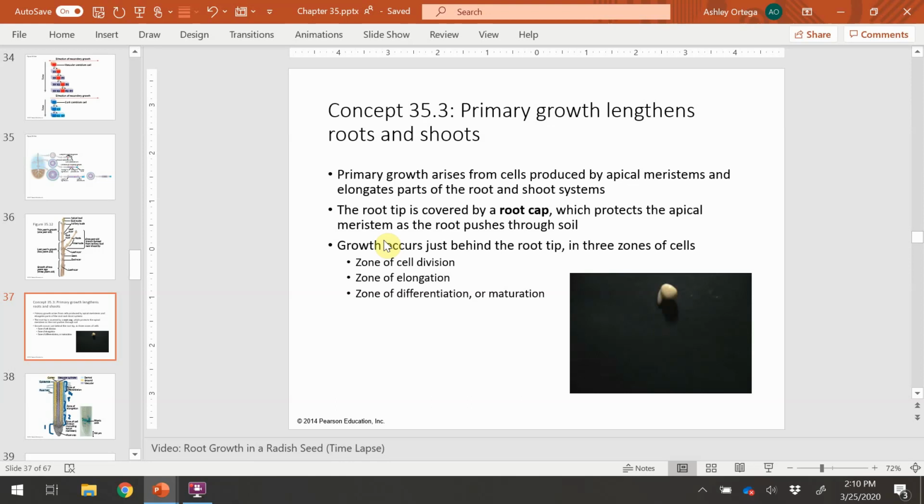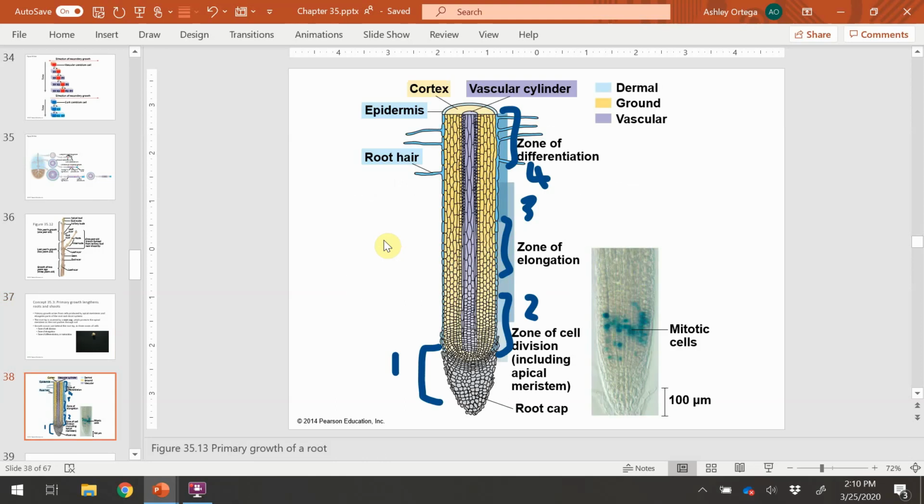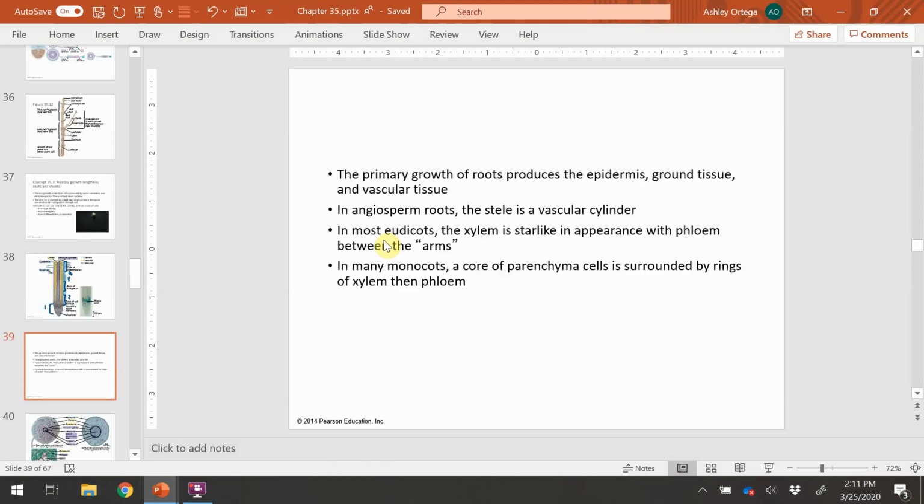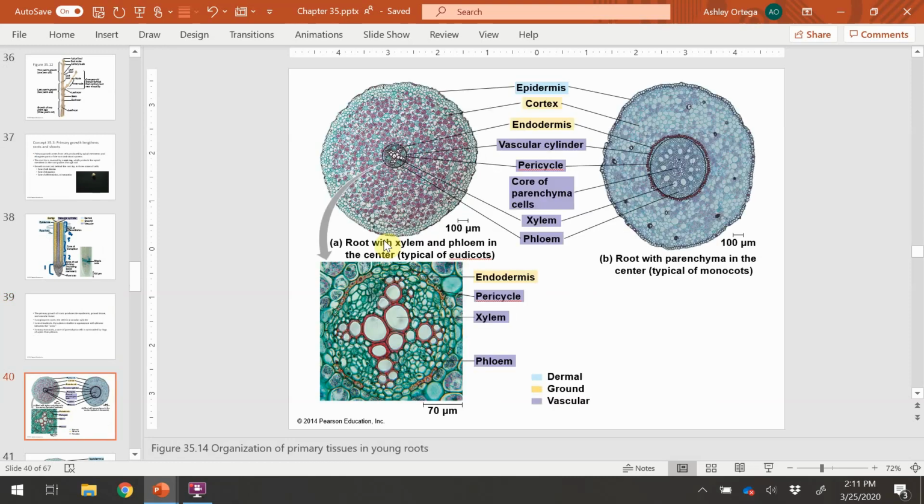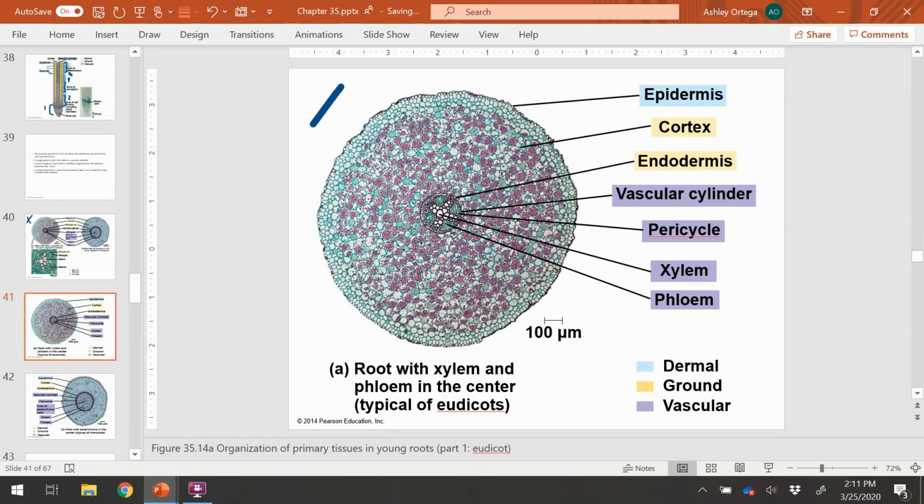So as we noted, primary growth makes the roots and shoots get longer, and we looked at the zones of the root already. Looking next at stems, there's a difference between monocot and dicot, which is shown here. This is not something you need to focus on, so keep that in mind.